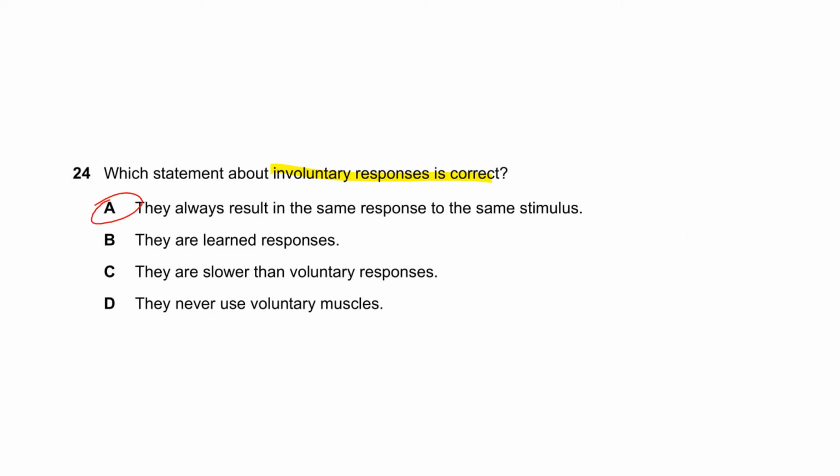B says they're learned responses. This is not true because you're never really taught to move your hand away from something that's hot. It's just innate. C says they're slower than voluntary responses. This is not true, they're faster. D says they never use voluntary muscles. This is not true because you use the same muscle. It's just the pathway is different for voluntary and involuntary responses.